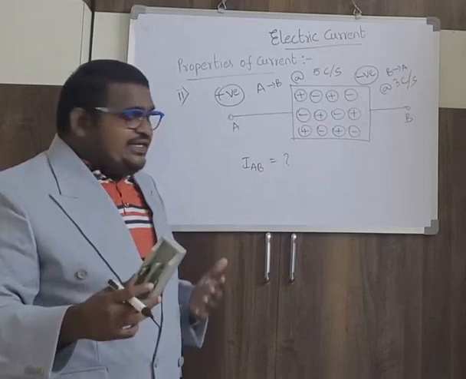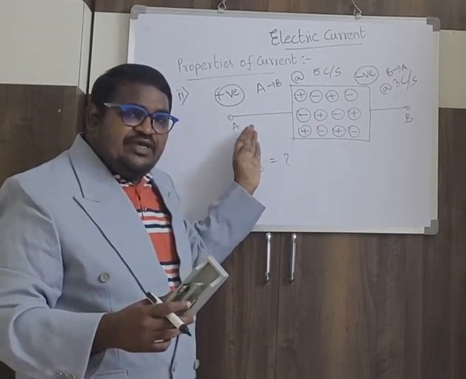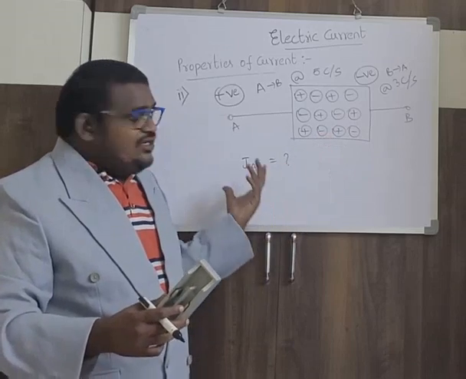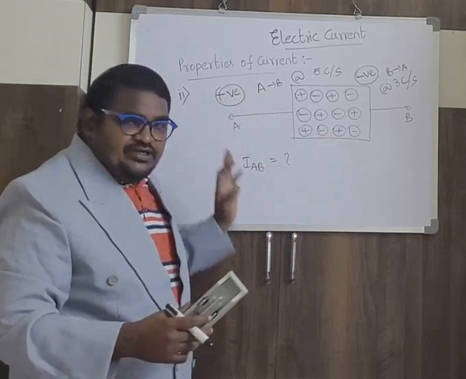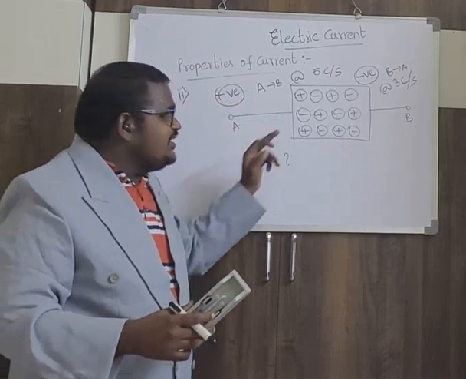But here he asked to find I_AB, that is the current flowing from A to B. So it is in the direction of positive charge. Hence I consider this as plus 8 amperes.